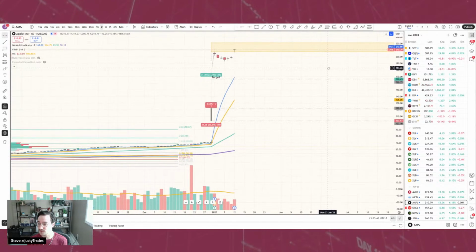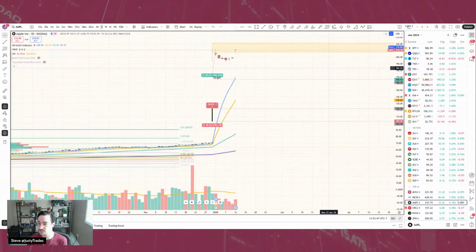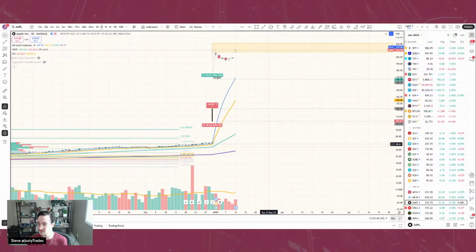What the heck is going on with my chart here? That's strange.